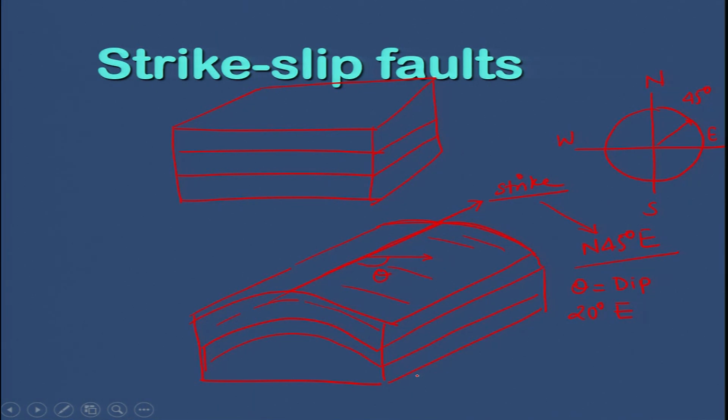Any displacement taking place along the strike, those faults are termed strike slip faults. So for strike slip faults, if you have the horizontal or the strike of any fault, then a block is moved, for example, and I will draw a block diagram here.